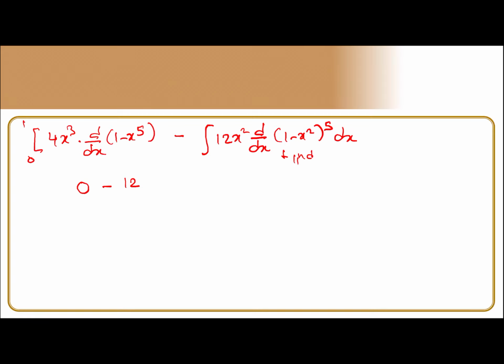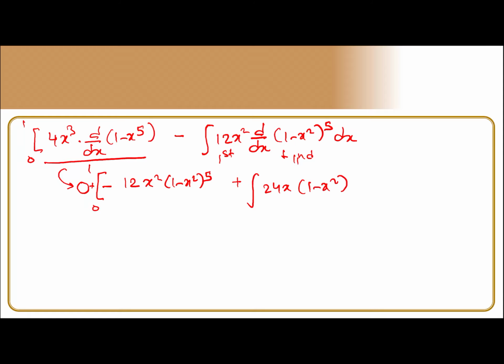This is second function and this is first function. Second function and first function. Again minus 12x square into (1 minus x square) to the power 5. Limits are 0 to 1. Obviously this part will become 0, 0 plus. This part is 0, already this one. Minus 12x square, so minus minus becomes plus, integral 24x into (1 minus x square) to the power 5 dx.